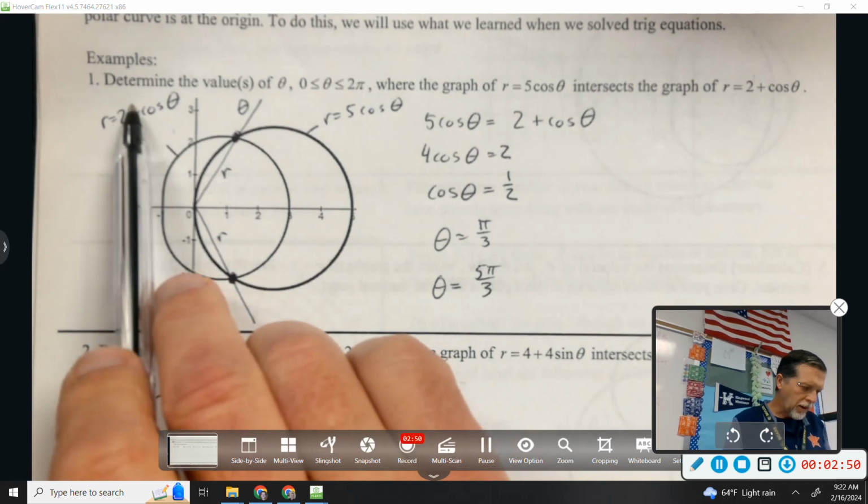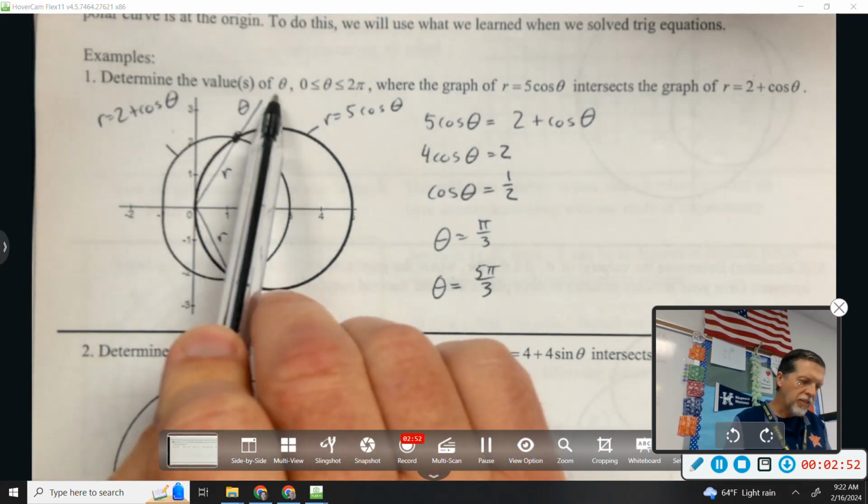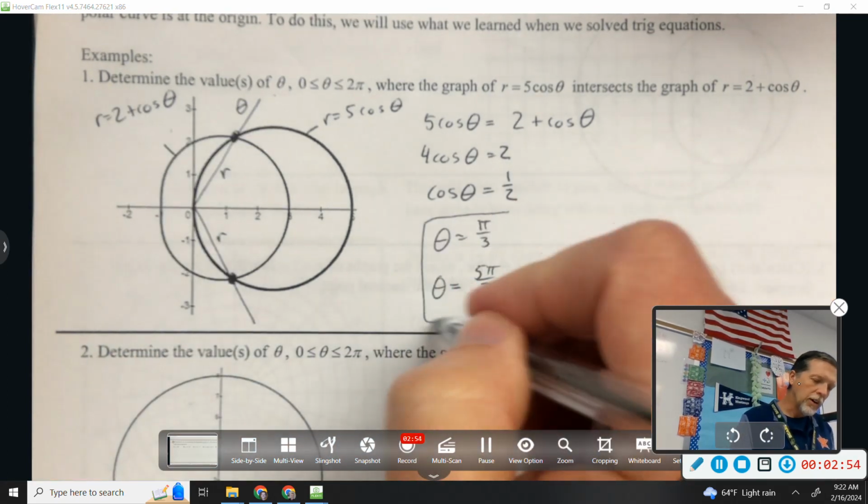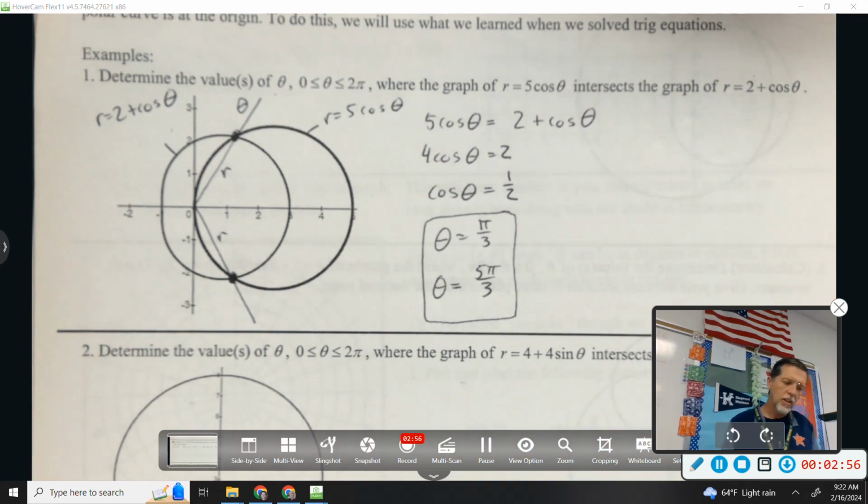Let's make sure we answered the question here. Determine the values of theta. So all it wanted was the angles. It didn't ask for the r's, just the thetas. And it's especially nice when you give the picture, because the picture provides confirmation of the algebra. Pi over 3 and 5 pi over 3.